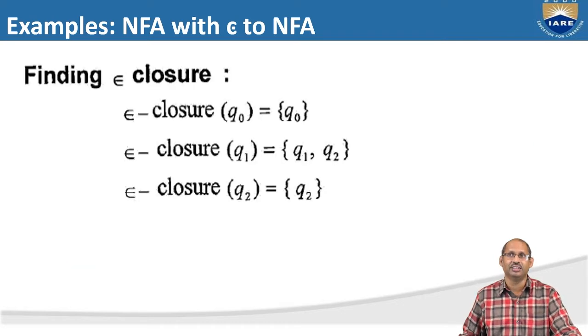So, in the next slide, what we have considered: finding epsilon closure is the first step. Epsilon closure of Q0 is Q0. Epsilon closure of Q1 is Q1, Q2. And epsilon closure of Q2 is Q2. Right?